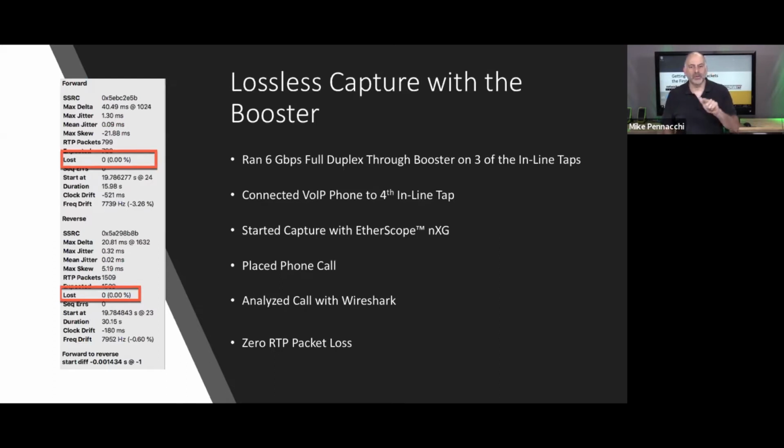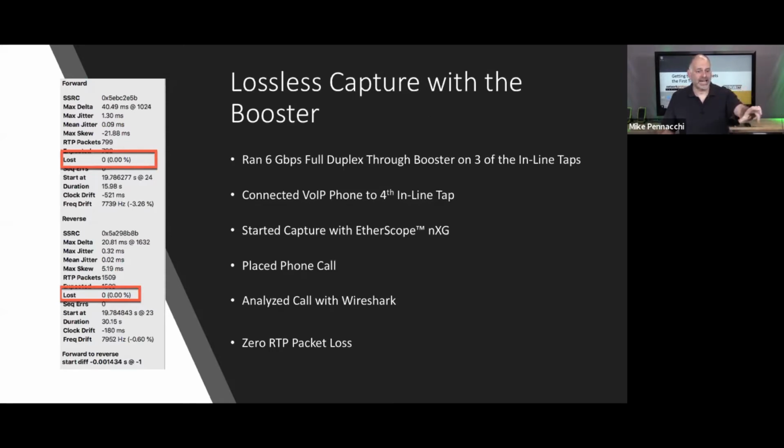And I went in with my EtherScope nXG and I did a packet capture looking for just the traffic for that phone. So out of that 6 gigabit per second plus 1 VoIP call stream of data that was going through, I only wanted the VoIP call. So how could I go in and make sure that I got the whole VoIP call? Well, what I did was I used the voice over IP analysis in Wireshark to take a look at the RTP stream for that voice stream.